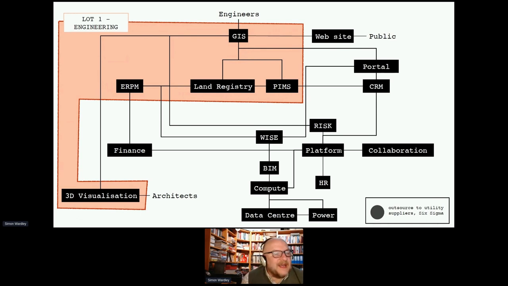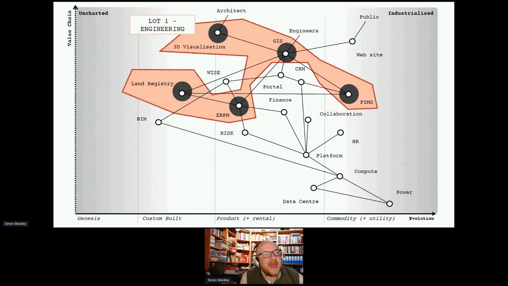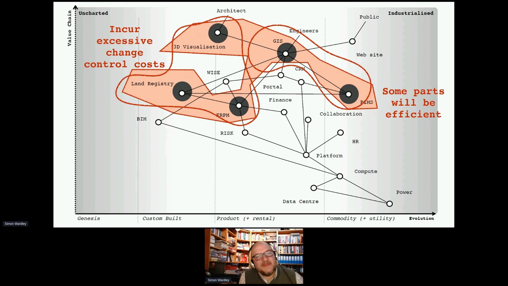Now, if I go back to the original systems graph and we take that lot one engineering and put that into our mapping format, there it is, lot one engineering. I can tell you this contract's failed before we've even signed the paperwork. And the reason for that is fairly simple. The bits on the right we can define, so they can be efficiently treated in our contract. The bits on the left we can't define, so whatever we write in the contract will always incur excessive change control costs. And that's typically normal.